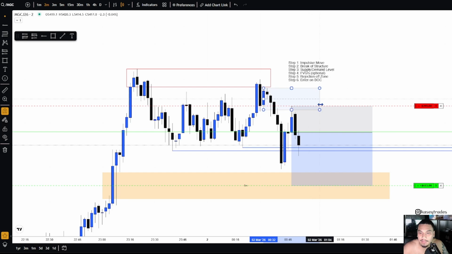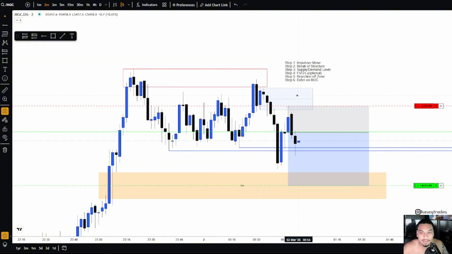Step 3 was just identifying the supply or demand level, and since we're looking for sells, we'd be looking for a supply level, which is this blue zone right here. And this is on the 2 minute, by the way. So it'd be this blue zone right here, this blue candle, this last bullish candle before the impulse move down. This would be our supply. So we already have steps 1 through 3 out of the way.